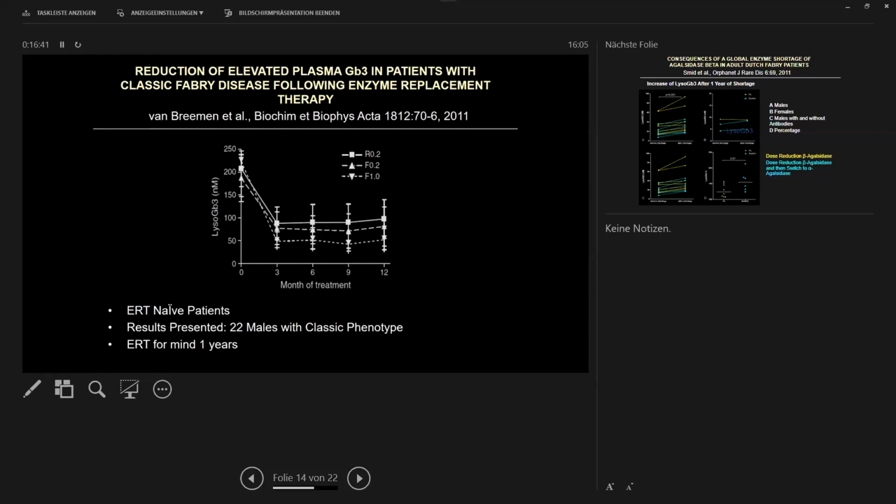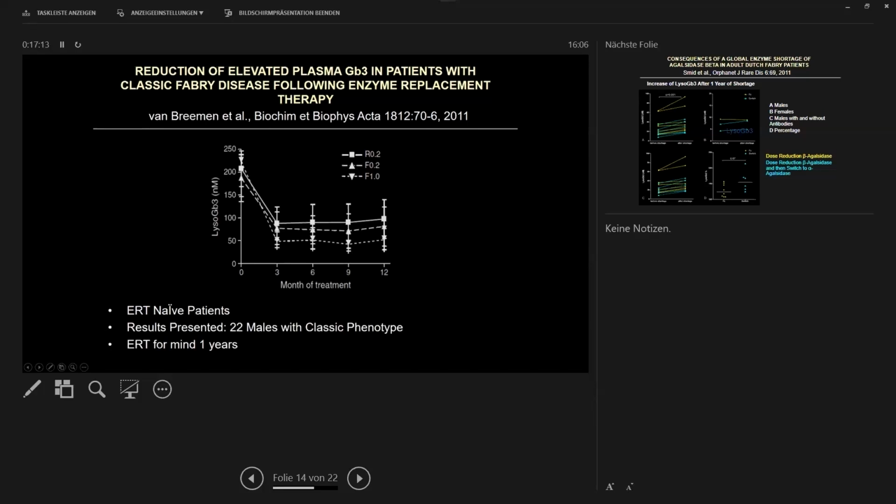And here is what you can see, what happens if you initiate a classic Fabry patient on enzyme replacement therapy. Before the initiation, you have a high Lyso-GB3 level. Then you start with the infusions every other week. And after 3 months, the levels will decrease and then stabilize.